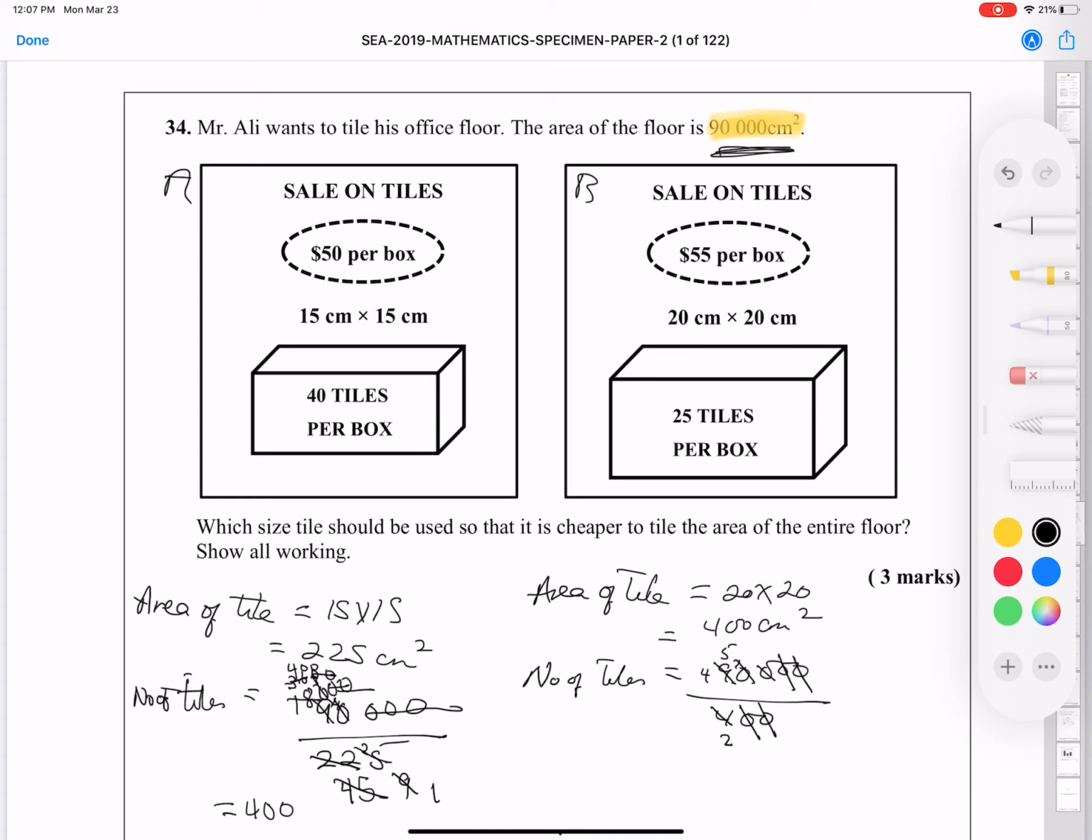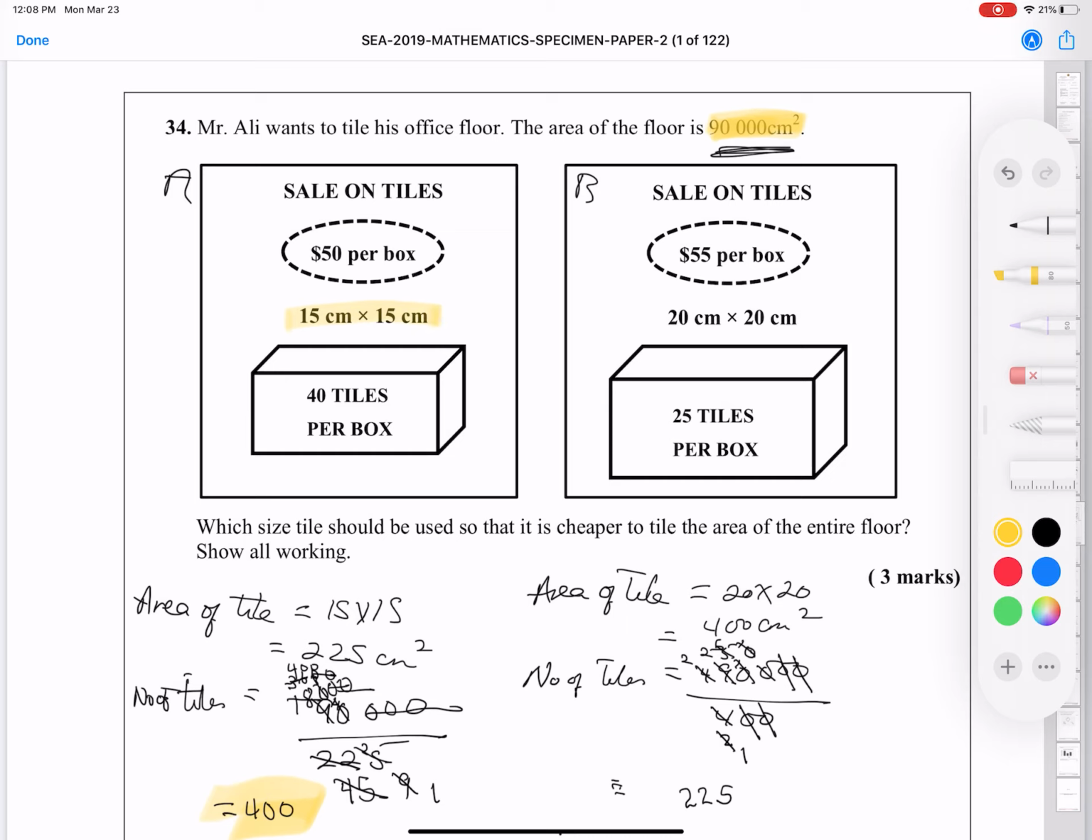Let's go with the option on the right. 225 tiles. 25 tiles in a box. How much is 225 divided by 25? So let's work it out. 225 divided by 25. Some do it by heart already. 5 into 25, 5. 5 into 24, remainder 2. 5. We need 9 boxes of tiles.